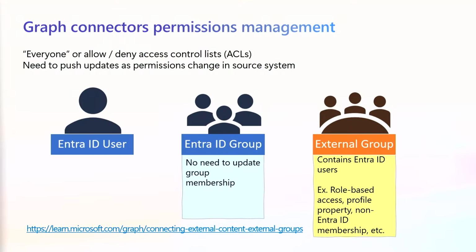The last bucket on here is for external groups. This is where we aren't using Microsoft Entra for our membership or for some kind of authentication. A lot of times you'll see this as role-based access or some kind of profile property, or some other non-Entra membership provider. With these, you can define what those groups are. You still have to populate it with an Entra ID user. So in some fashion, at the end of the day, we have to know who they are inside of Microsoft Entra. That's how they're going to experience it inside of Teams, Copilot, Bing, SharePoint, wherever else that might be. So there are lots of ways for us to have flexibility in how we access that data.